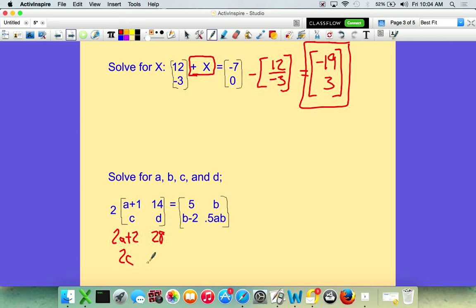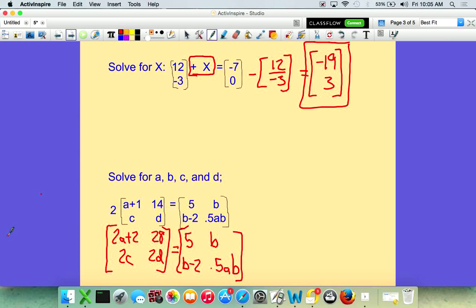2c, and 2d. And that equals the right side. And then from here, it's just kind of a puzzle. What can we solve for? All right, and we're not going to be able to solve for all of them at the exact same time. It depends on what we're given.